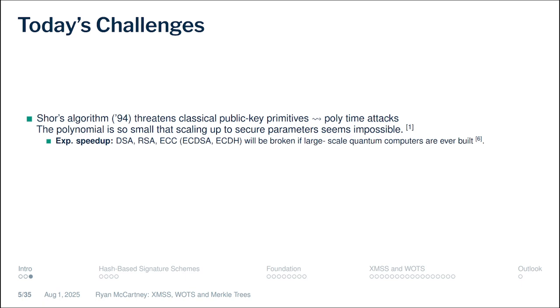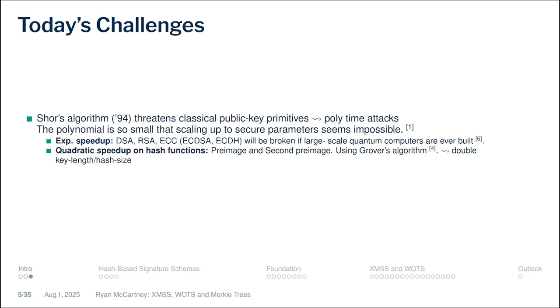First of all, we have to look at today's challenges, which is that Shor's algorithm, published in 1994, threatens public key primitives such as DSA, RSA, and elliptic curve cryptography, which is the elliptic curve digital signature algorithm and elliptic curve Diffie-Hellman. All of these can be broken with a large-scale quantum computer in polynomial time. So this is an exponential speed up over the classical security these classic public key primitives gave us.